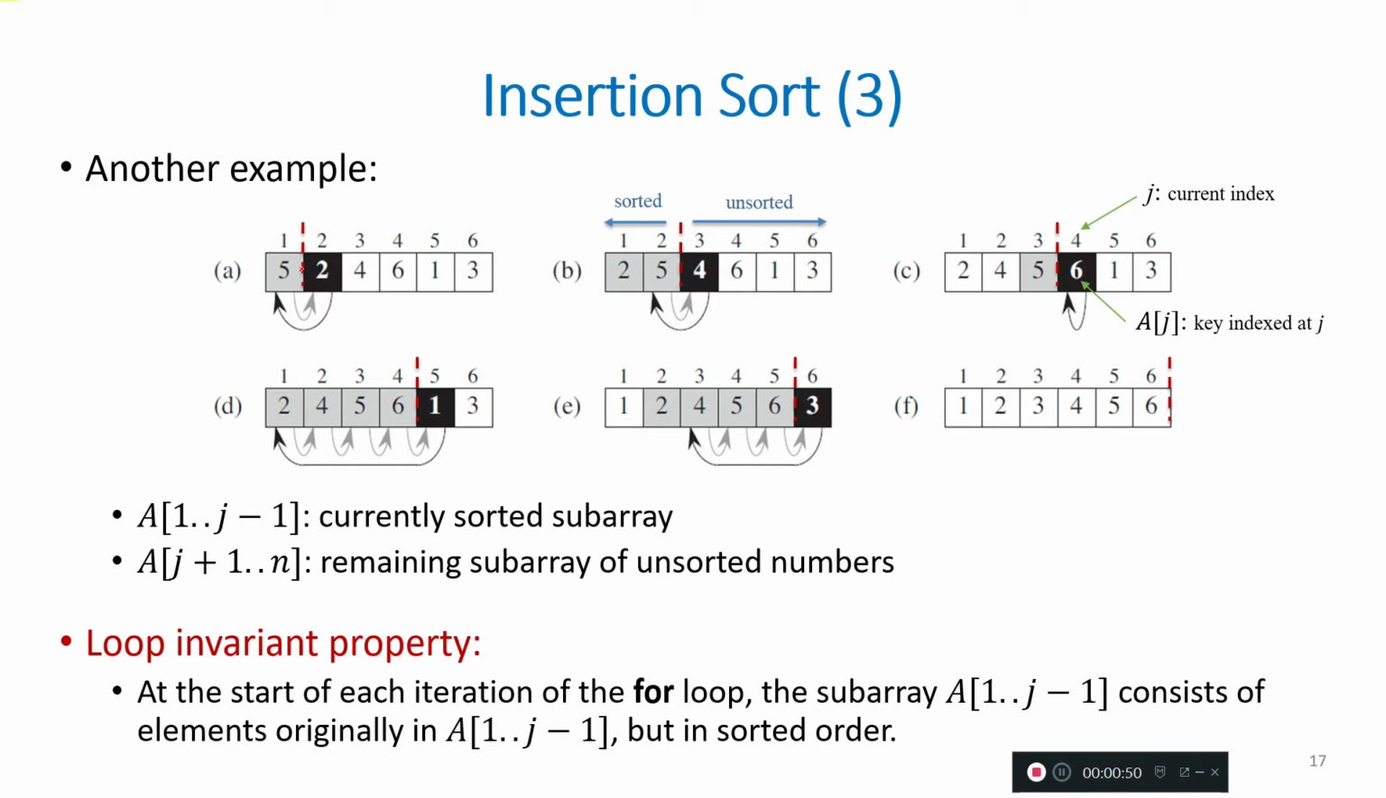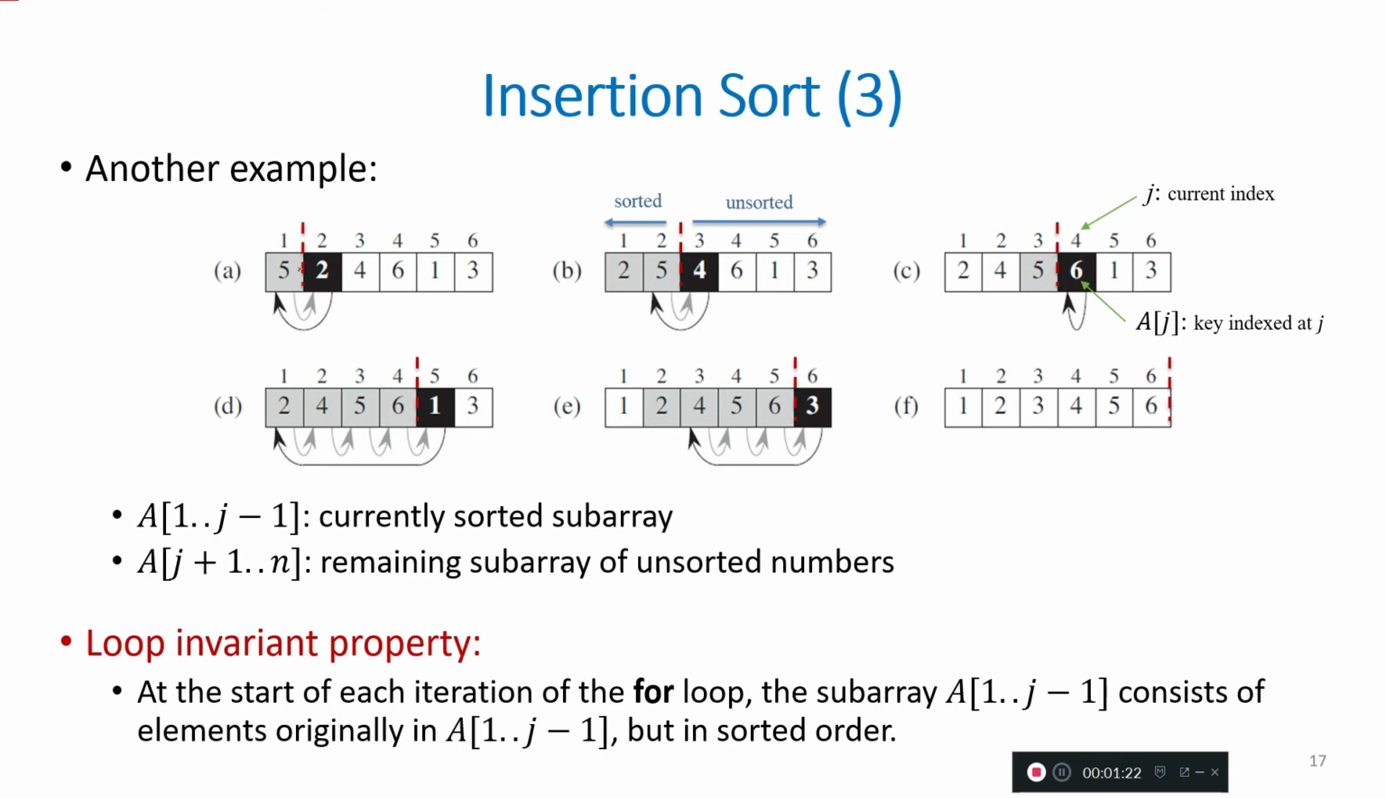So we compare 2 with 5. Is 2 less than 5? Yes, so we swap them. And since 2 is now the first element in the array, we do not go any further. All we do is increase the index from 2 to 3. Now we do the same thing for 4. 4 is compared with 5, and they swap. 4 does not swap with 2 because 4 is greater than 2. And over here, we move to the next number and so forth.